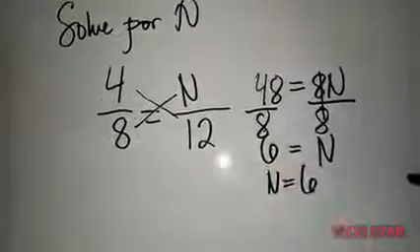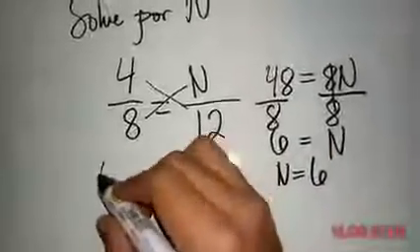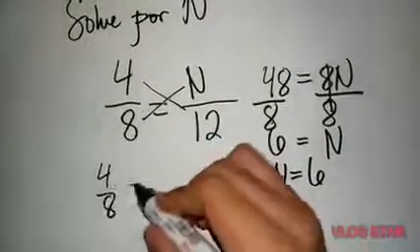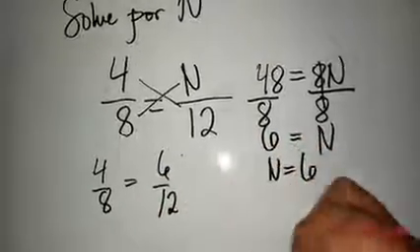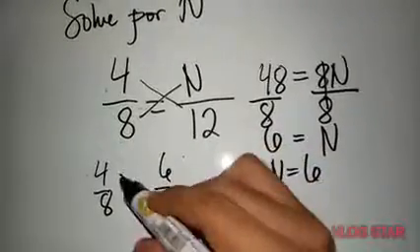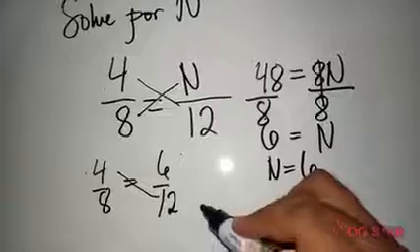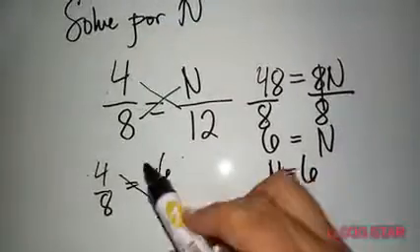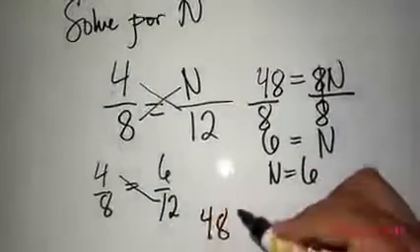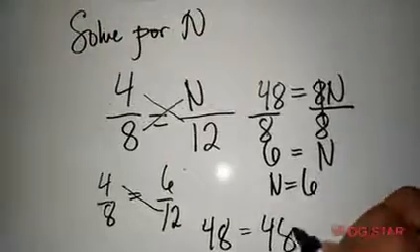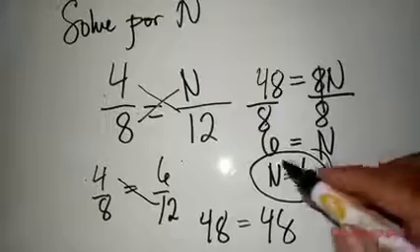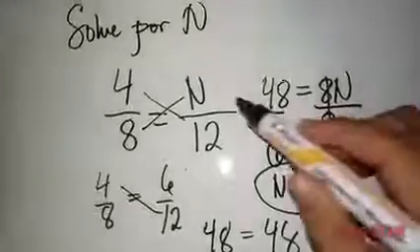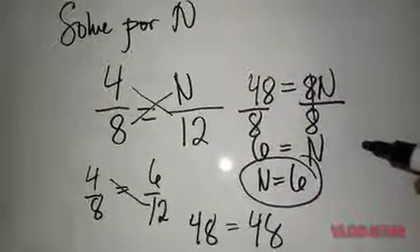Let's check if our answer is correct. 4 to 8 and 6 to 12. 4 times 12, the answer is 48. 6 times 8, the answer is 48. It means that our answer 6 for the value of n is correct.